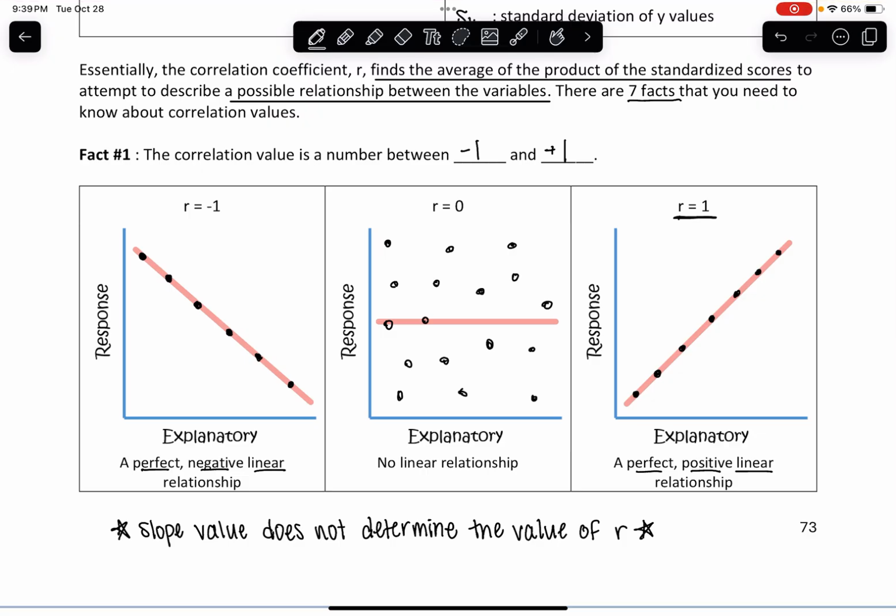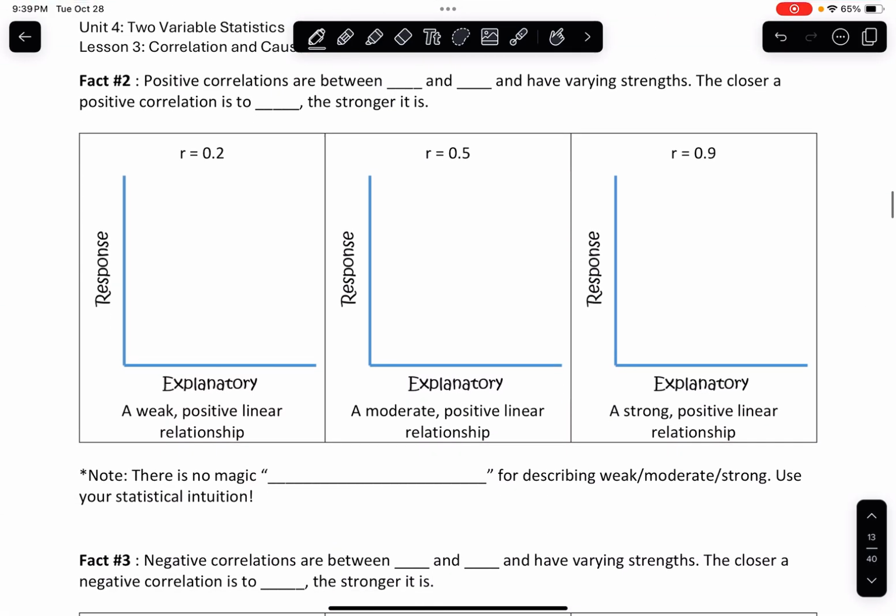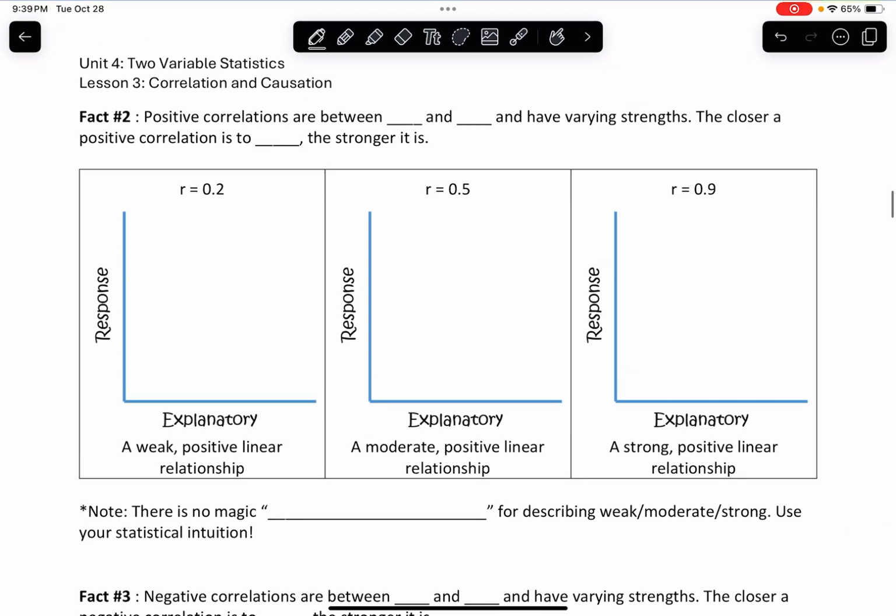So, fact number 1, the correlation value is a number between -1 and +1, always. You cannot have a correlation outside of those values. Fact 2, if it's a positive correlation, it's always between 0 and +1, and they have varying strengths. The closer a positive correlation is to +1, the stronger it is.